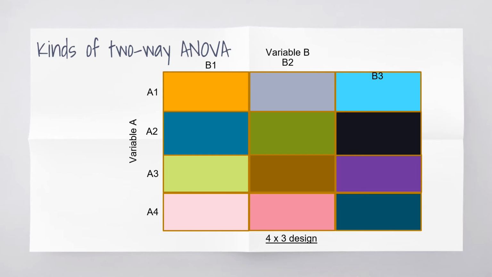Lastly, we have a 4 by 3 design or 4 by 3 ANOVA. The first factor or variable A has 4 levels and the second factor or variable B has 3 levels. This kind of ANOVA has 12 treatment groups.